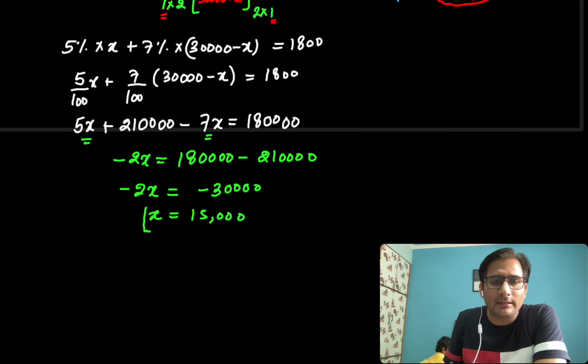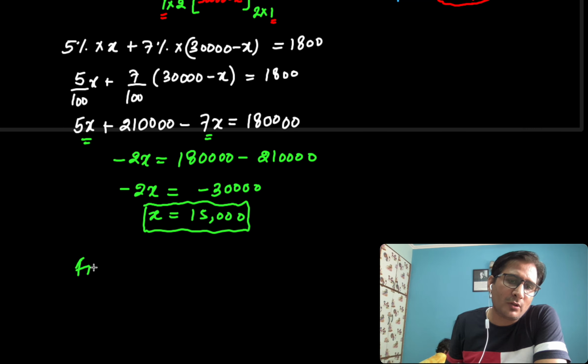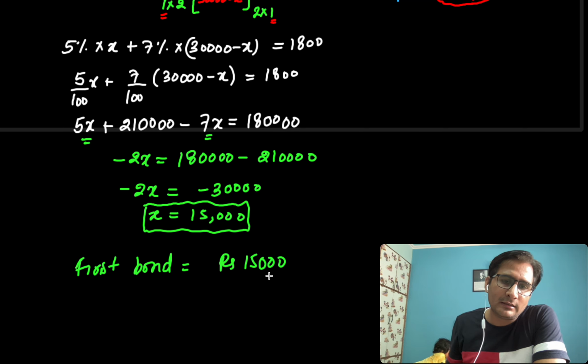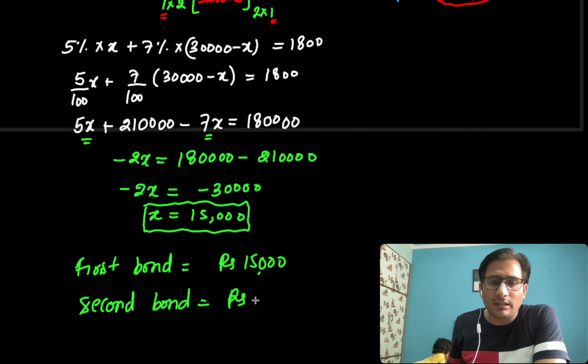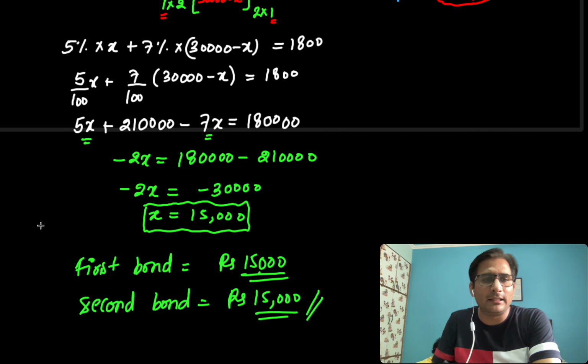So Arman in the first bond invested 15,000. What is the amount in the second bond that Arman has invested? The total amount is 30,000. So if it is 15,000 in the first bond, then it is 15,000 in the second bond. I hope this is clear to you all.